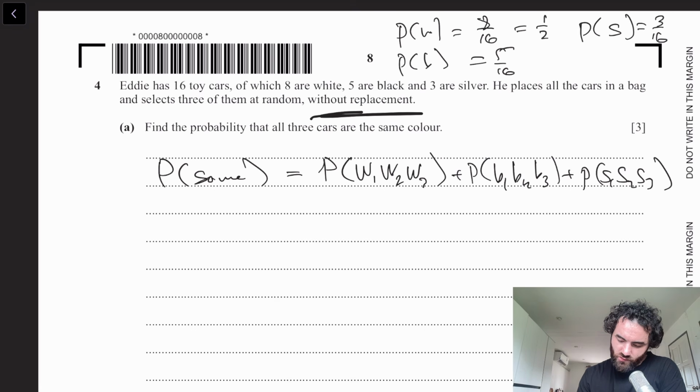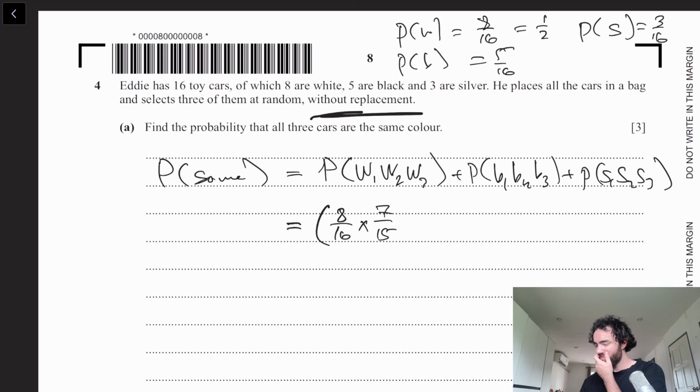Okay. Without replacement. So when you take one, that one's gone. Okay. So the first one, the probability is going to be 8 over 16, times the second white one, because you've taken one white one out. So now you only have 15 of them, and 7, so this would be 7 over 15, right? Without replacement, yeah, times 6 over 14. Right, we've taken one white one out, so now there's only 7 whites left.